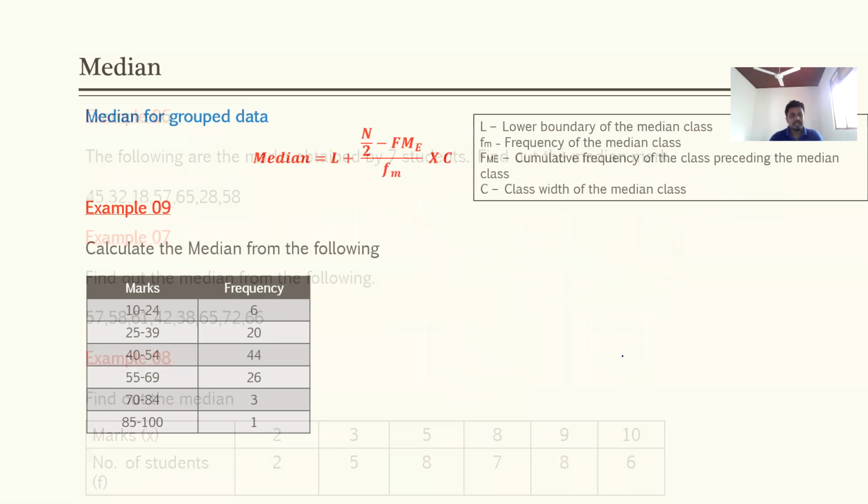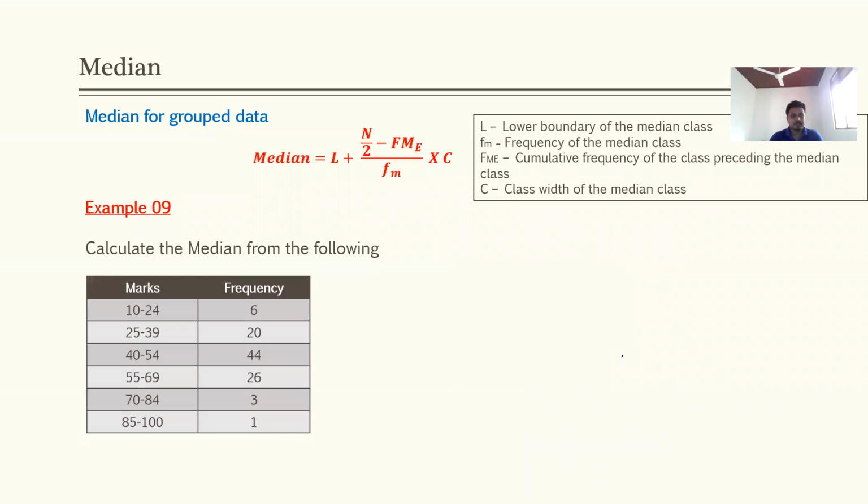Right. Example number 9. This is a grouped frequency distribution. This is a grouped frequency distribution. In this grouped frequency distribution, we need to find the median. In the summary, I have mentioned this.